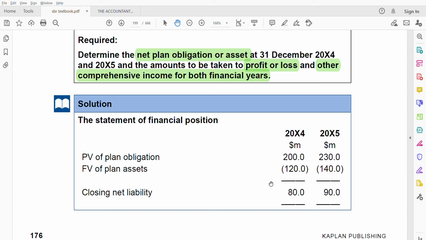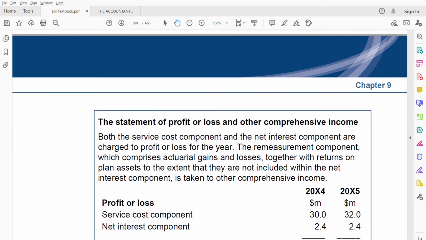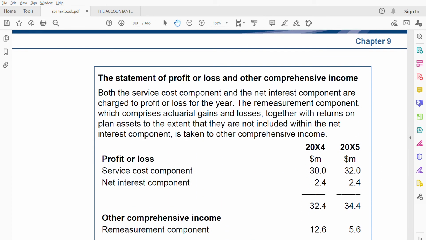Whenever they say both the years, please make it column wise like this. Usually more than 2 years they don't give. It's 2 years only, so you don't have to worry. Now let us go to the statement of profit and other comprehensive income. In fact, more work is needed in this part. That's why they have given it later. So we know that service and net interest cost will go to profit and loss. We know this. Remeasurement will go to OCI.